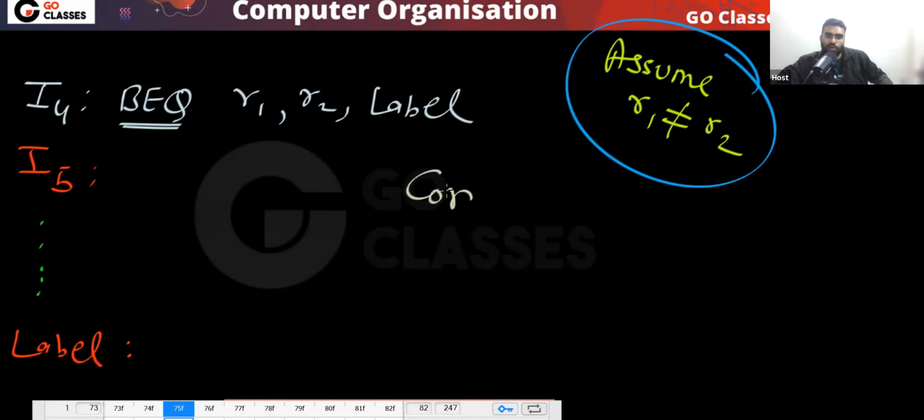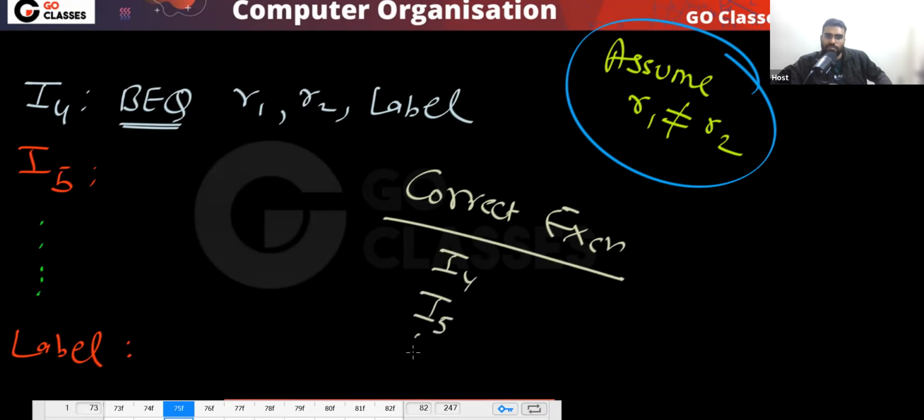So this is the correct flow. This is the correct execution. The correct execution will be I4, then I5. So can you see why you are stopping fetching? Let's fetch. If there is a problem, then flush. Do you agree with me? Do you agree with this solution? This solution is smart. So what is solution 2 saying?